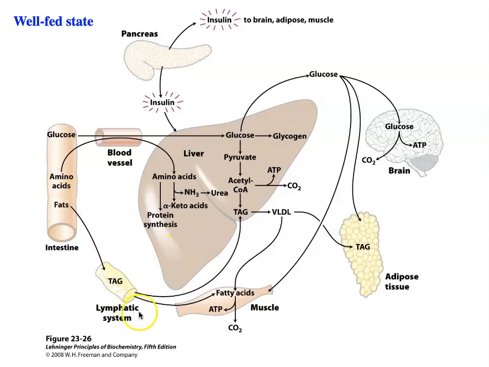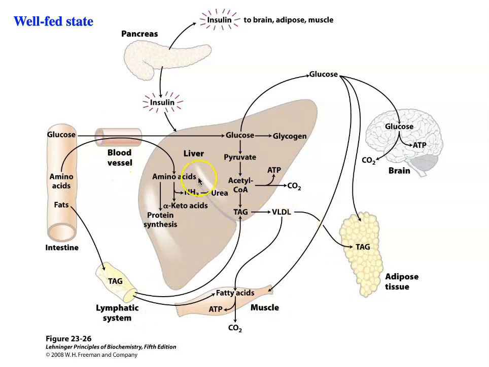The fats that are absorbed in the intestines will enter the lymphatic system, some of it in the blood. It will get transported to the liver, repackaged and sent out. Some of it will get directly to the muscles, but most of it, again, goes to the liver, repackaged and sent out.